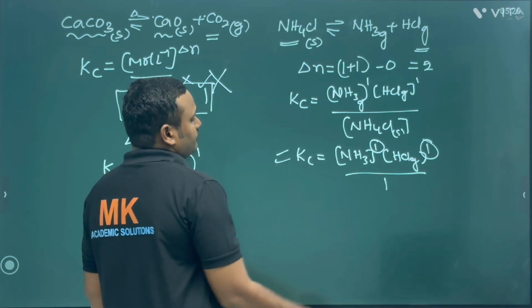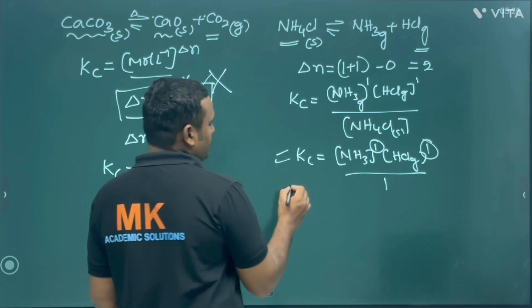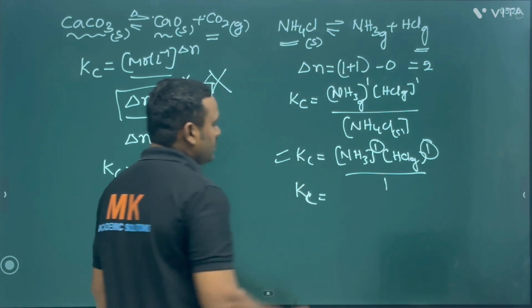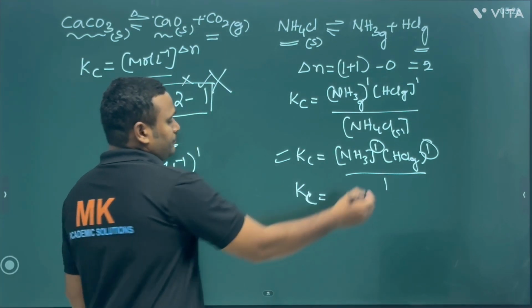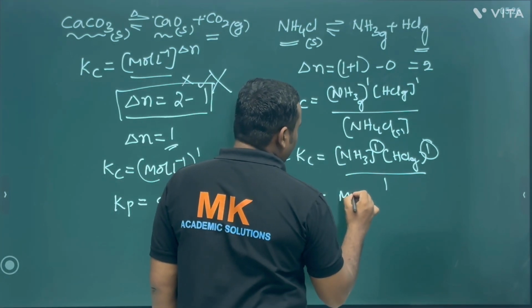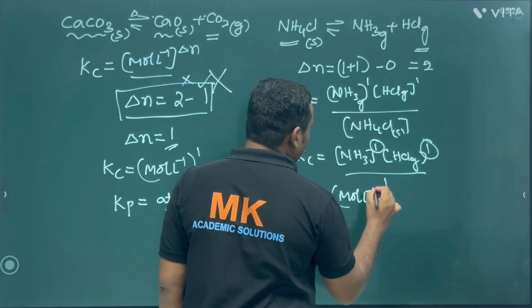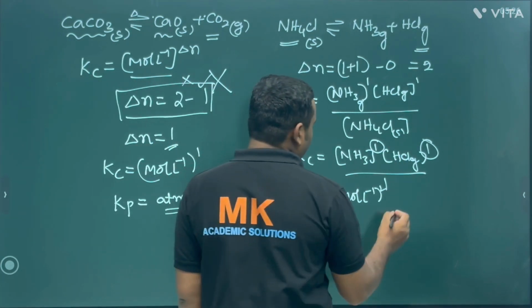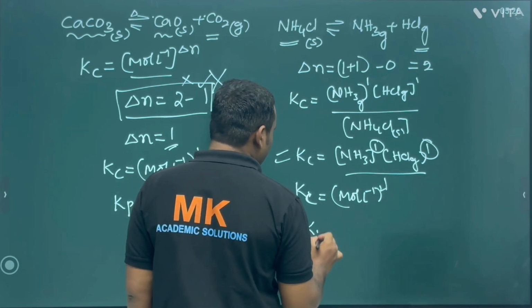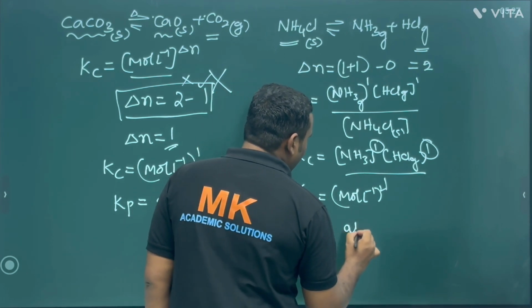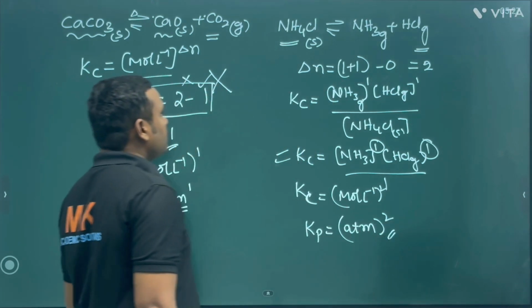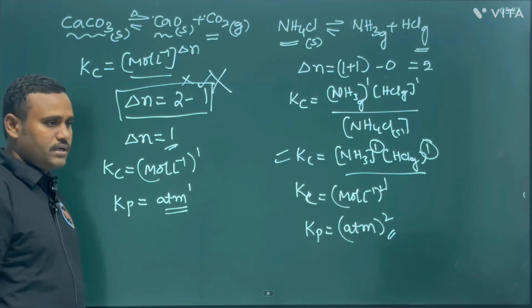Right. Now the units of Kc. The units of Kc are moles per liter whole squared, or moles squared liter to the power minus 2, and what are the Kp units? Kp is in atmosphere squared. Okay, this is about the units of Kc and Kp.